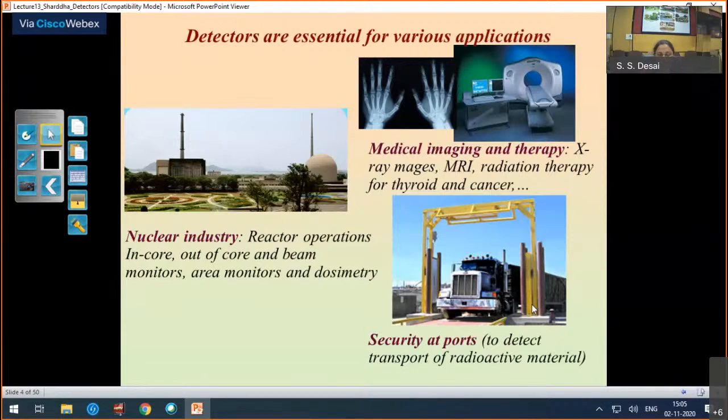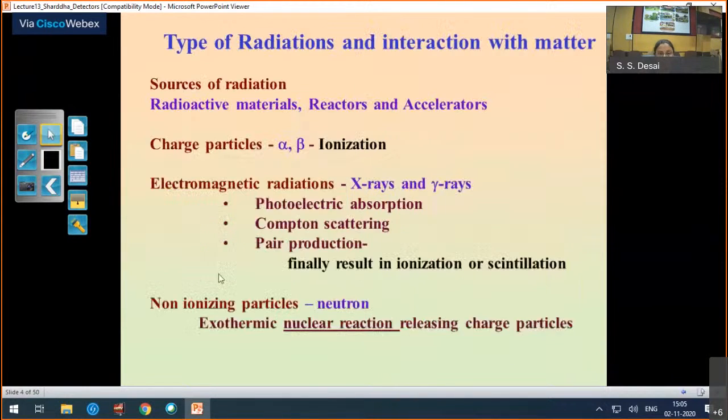So they can be just detected at the security ports. And this is the nuclear industry, where even for the reactor operation, like in-core, out-of-core and beam monitors, all these types of detectors are needed wherever any radiation is available. So radiations are of various types.